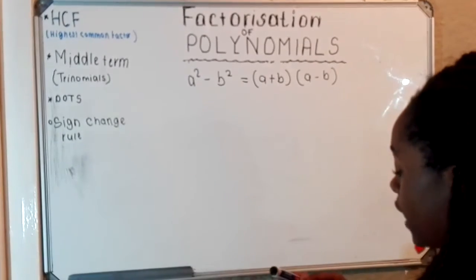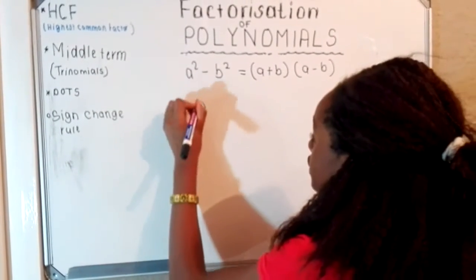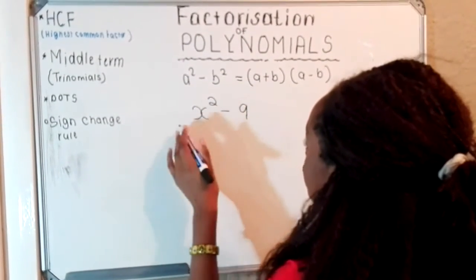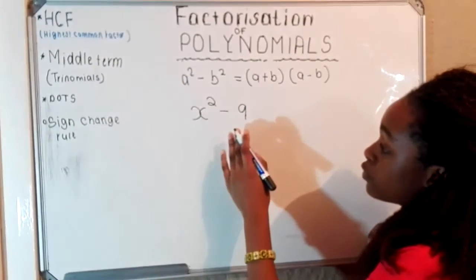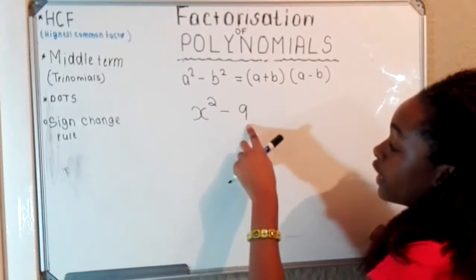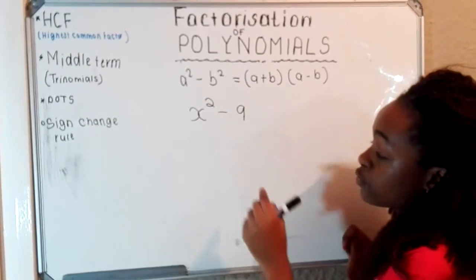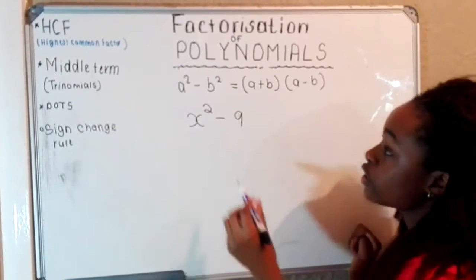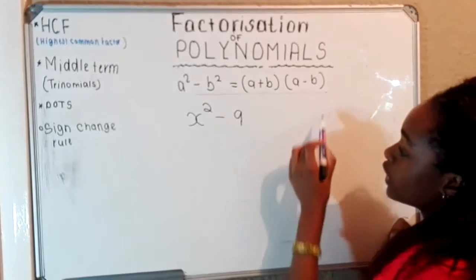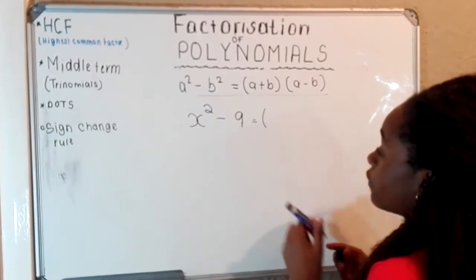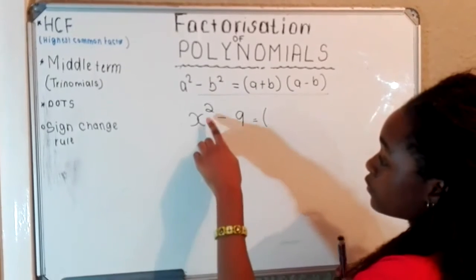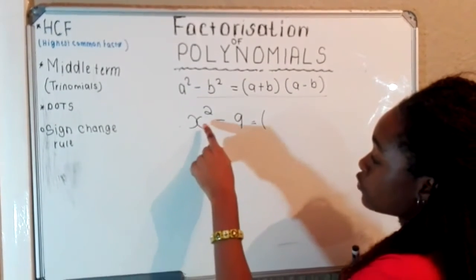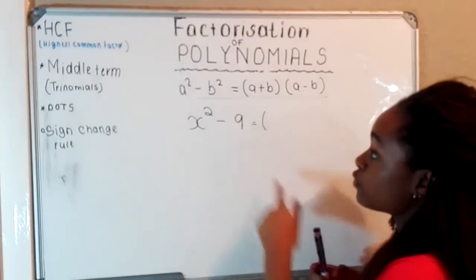So say for example we have x squared minus 9, all right? So this is a perfect example of DOTS because first of all, x squared and 9 are perfect squares and they are subtracting from each other. So it's the difference of these two perfect squares. So we can go ahead and use this formula, right? So we have the difference of two perfect squares because x is being squared and 9 is a perfect square itself, and you're saying x squared minus 9, so it's the difference of these two perfect squares.